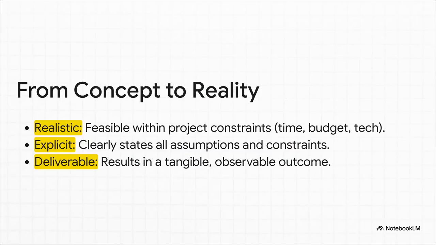So the final principles here are what ground our concepts in reality. Realistic forces us to ask that tough question. Can we actually do this with the time, budget, and tech we have? Explicit means we leave zero room for assumptions. Every constraint, every dependency is stated right up front. And finally, deliverable ensures we're not just talking about abstract ideas. Every requirement has to result in something tangible, something you can actually see and touch.